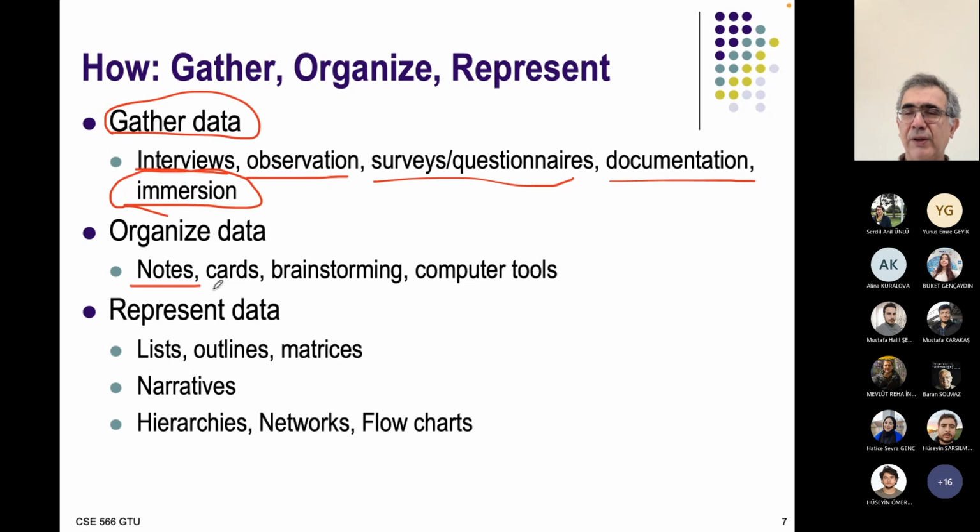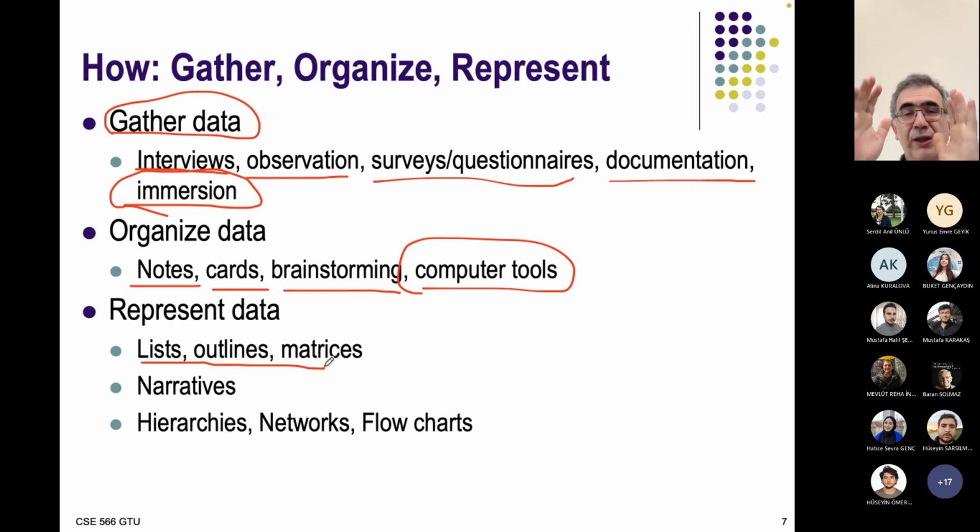Then we will take notes. We write down small cards. We talk about the task and what's going to happen. And we will use prototyping tools, brainstorming tools, mind mapping tools to organize data. Then we are going to make lists, outlines, matrices to explain the task. If you don't explain, if you don't write it down, if you don't organize the task, your application will fail.